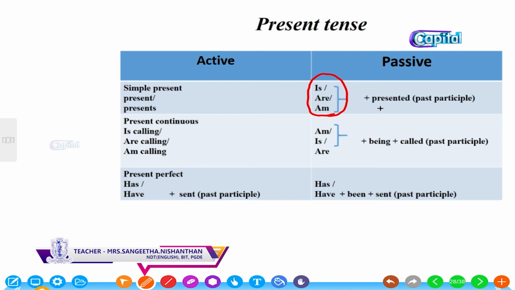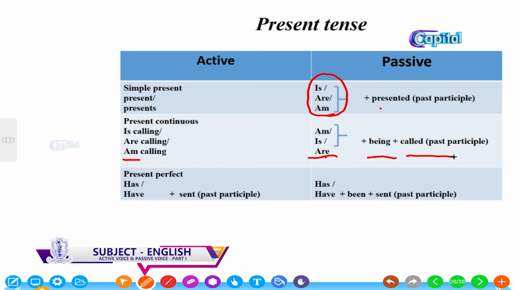And for present continuous, in active voice we use the be verb plus present participle: is calling, are calling, or I am calling. It is changed into be verb plus being. Already there is the be verb, this I am, is, are is already there. When we change into passive voice, we should add a be plus past participle. So, being is added there and the main verb is changed into past participle.